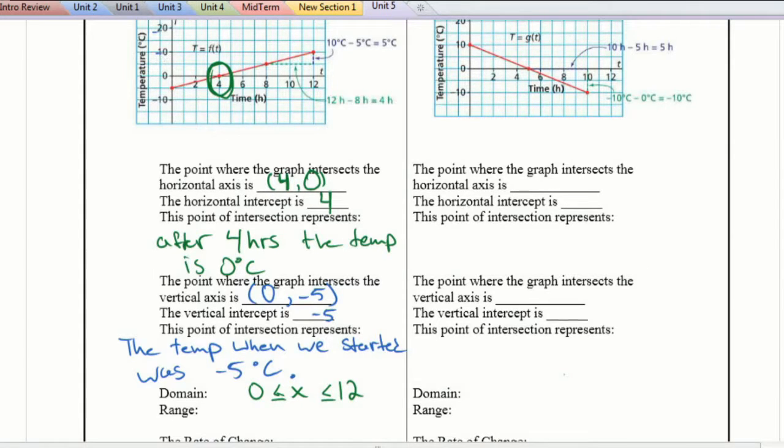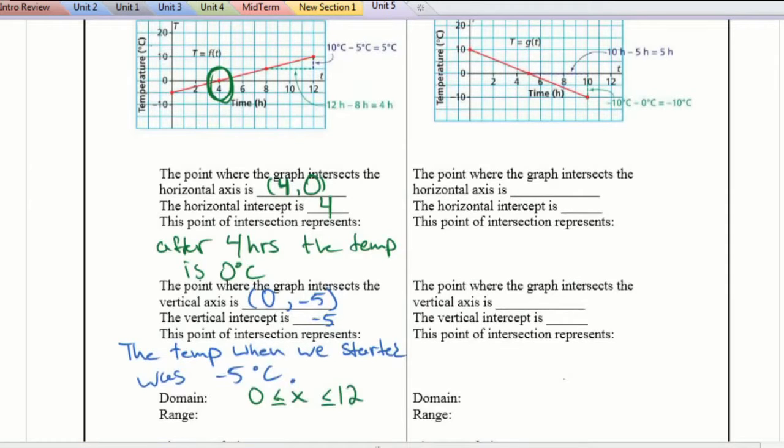I'm going to do the same thing with my y values. Looks like the largest y value I use is up here at 10. And the smallest is going to be at -5. So all of my y values fall between +10 and -5. So I know my range is my y values. My smallest is -5, my largest is 10.